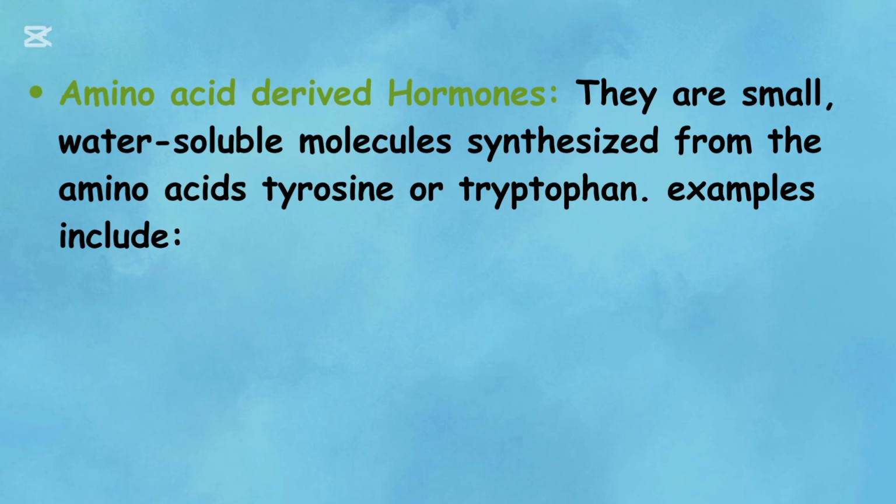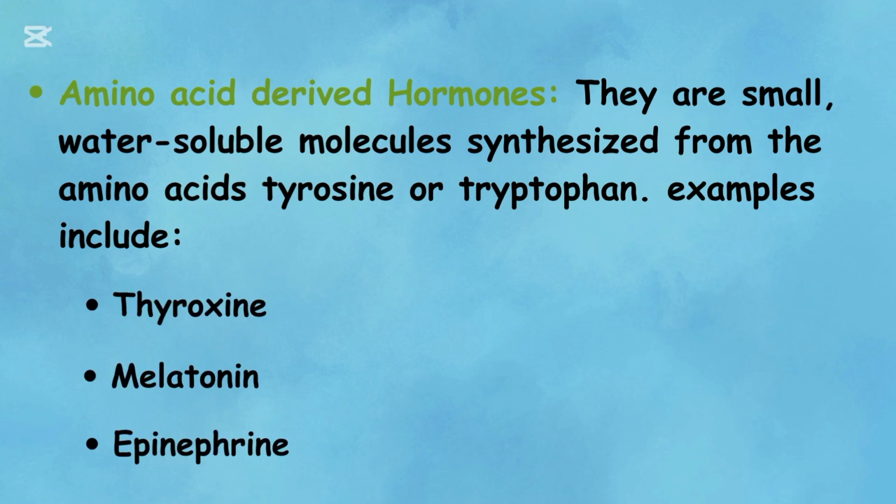Amino acid-derived hormones are water-soluble molecules synthesized from the amino acids tyrosine or tryptophan. Examples include thyroxine, melatonin, and epinephrine.